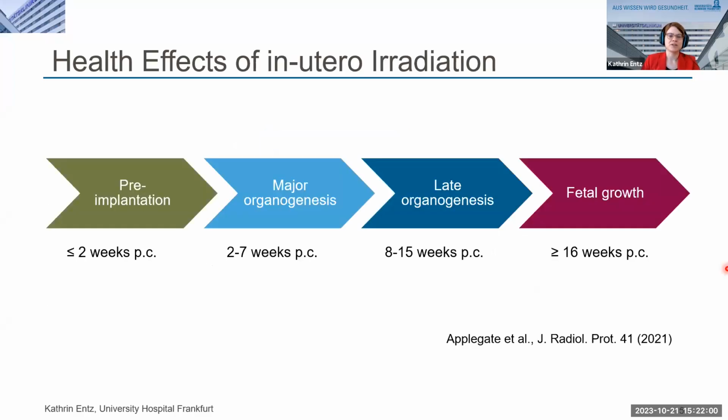When we're talking about an unborn child, you have to keep in mind that it develops throughout the pregnancy. It first starts with the pre-implantation phase. That's usually 2 weeks post-conception. Then after that, we have the organ developing phase. That's usually divided into 2 parts, an early stage and a later stage, between 2 and 15 weeks. And then after that, we have the fetal growth phase. Depending on the phase you're in during the irradiation, the effects are different.